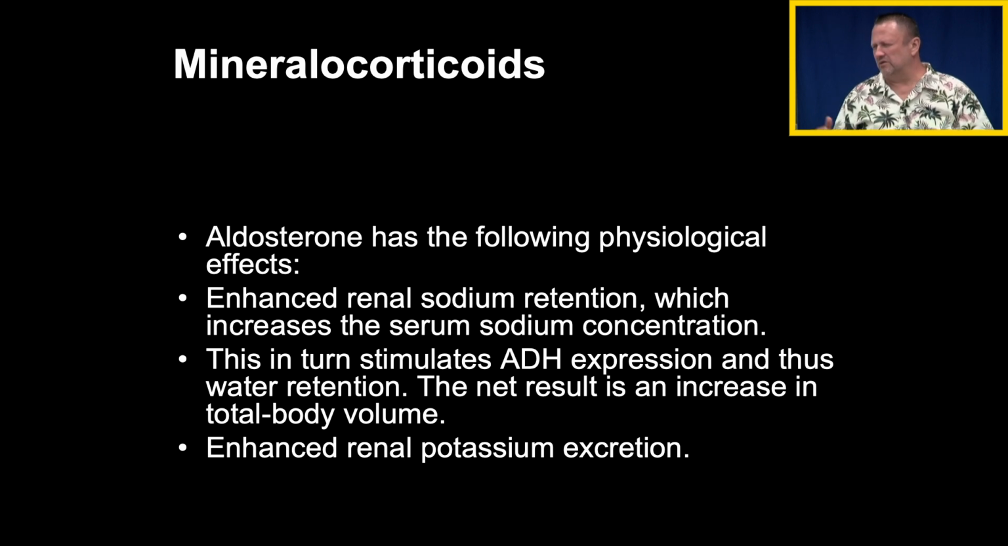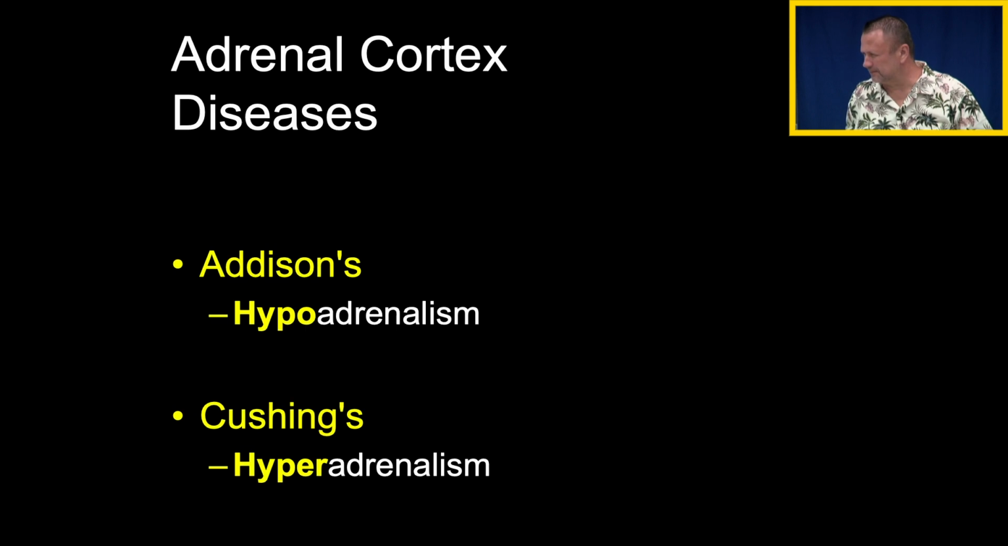So aldosterone enhances renal sodium retention, and that increases not only sodium concentration, but pulls water with it. This stimulates antidiuretic hormone and water retention. The net result is an increase in total body volume and increased renal potassium excretion.